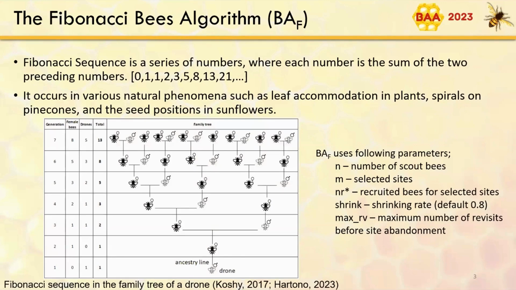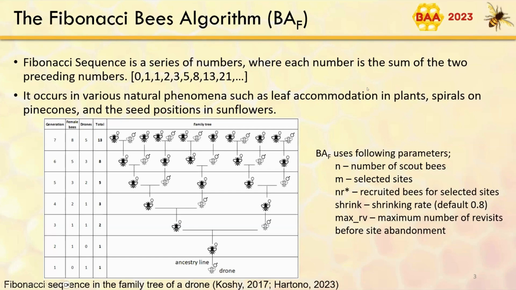And now the Fibonacci Bees algorithm. I'd like to mention Fibonacci first. Leonardo Fibonacci is a mathematician from the 13th century, and one of his works is the Fibonacci sequence, which can be seen in nature. It is a natural phenomenon, so it occurs in nature actually, and you can find it in leaf arrangement in plants, spirals in pine cones, and seed positions in sunflowers. And bees are another example of it. As you can see, the ancestral line of a drone, and it starts in female bees as well, starts with 0, and then after the generations are created, it reaches the Fibonacci sequence.